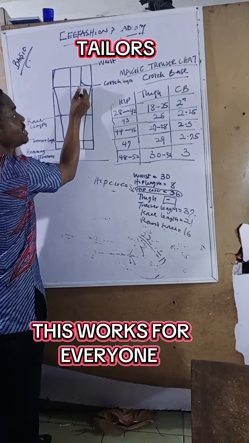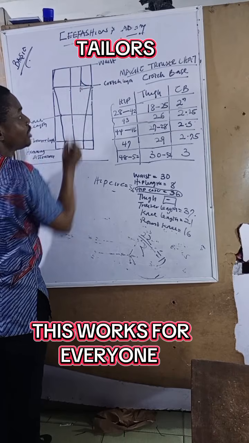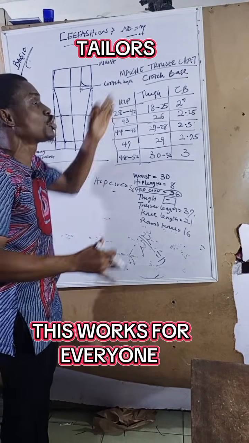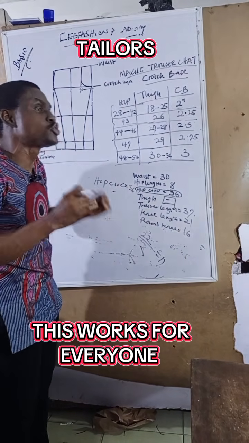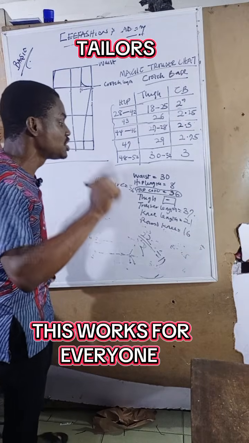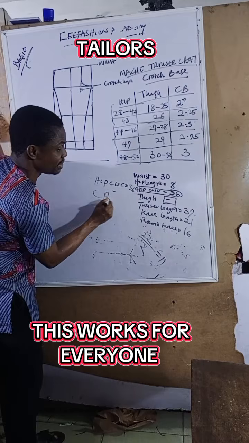The distance from this particular point, you see I'm pointing all the way to this particular point, is called the crotch base. You usually see this place whenever you are drafting your trouser. This is the crotch region. So the next thing is I'm going to be showing you the formula which we need in order to get the thigh circumference. Remember, you must have your hip circumference and your crotch base.